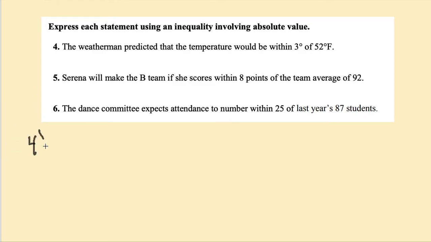We got number 4. It says, the weathermen predicted that the temperature would be within 3 degrees of 52 degrees Fahrenheit. Right? So if it's within 3 degrees, that means it's not going to be more than 3 degrees away from that. So it will be up to 3 degrees, but possibly less than 3 degrees. Think of the range of temperatures that would be included. It would go down from 49 all the way up to 55.